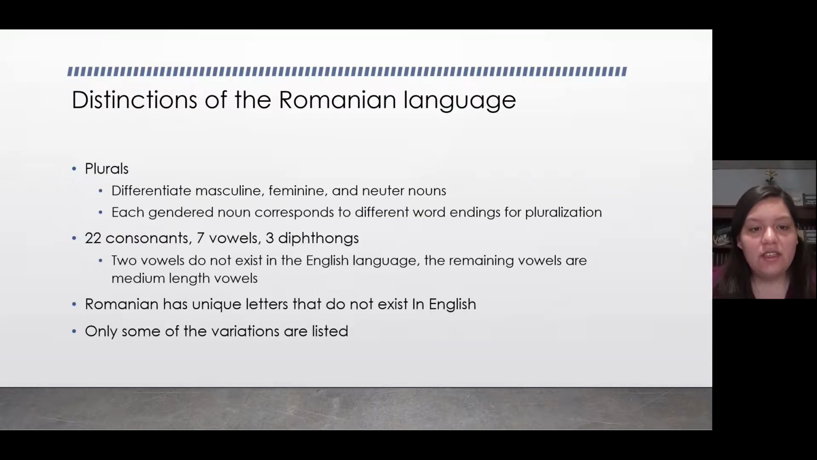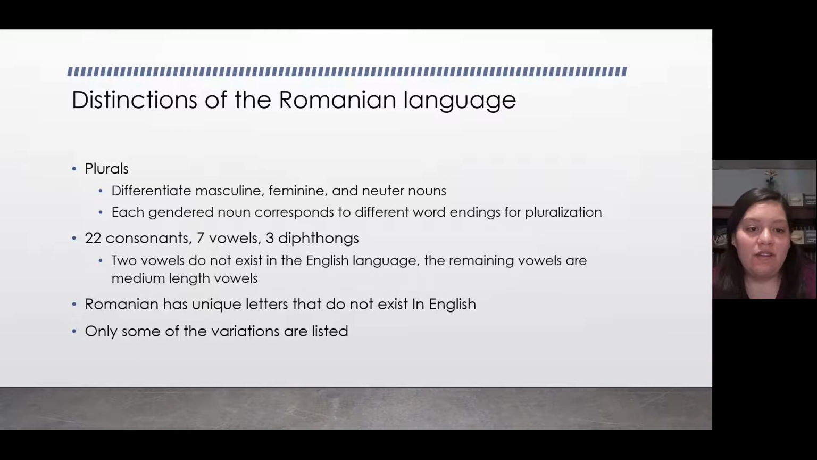And then distinctions of the Romanian language. Plurals, as I mentioned, they do have gendered nouns. Before they make a plural, they have to differentiate whether it's a masculine noun, a feminine noun, or a neuter noun. In English, we typically just add the S because we don't have to differentiate the nouns. But within Romanian, you do.